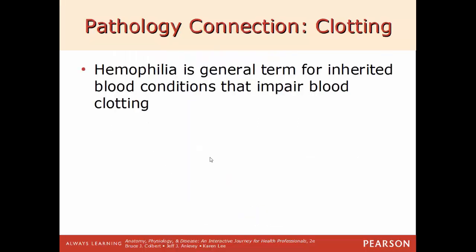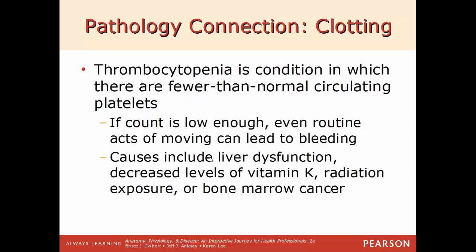Alright, now we'll move on to a pathology connection with clotting, and we'll talk about hemophilia. Hemophilia is a general term for an inherited blood condition that impairs the clotting of blood. Thrombocytopenia is a condition where there are fewer than normal circulating platelets in the body. If the count is low enough, even a routine act such as moving can cause a person to bleed. The causes of this could be a liver dysfunction, a decreased level of vitamin K, radiation exposure, or even bone marrow cancer.